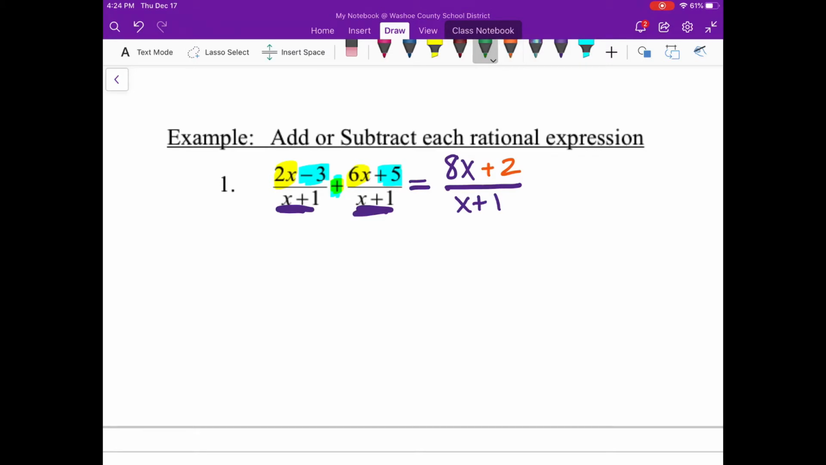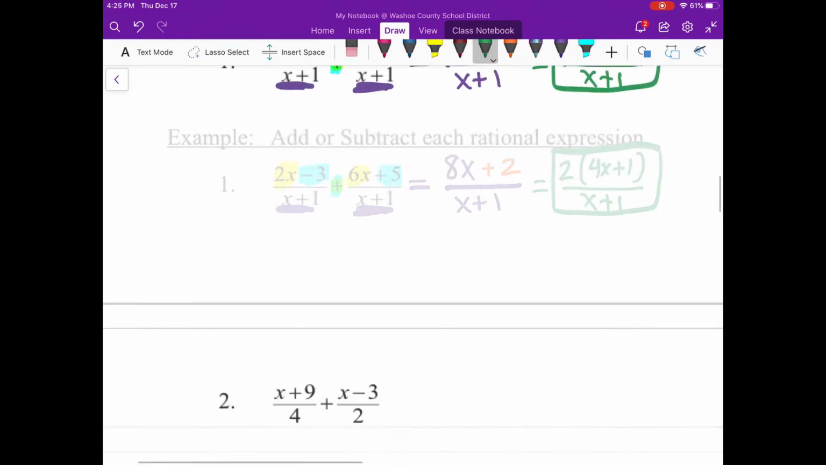Now, we do want to go through and factor, just in case there's anything else that cancels out. You always want to simplify it if possible. For the numerator here, I can factor out a 2, leaving me with 4x plus 1 here inside the parentheses. And then my denominator is just x plus 1. In this case, I do not have anything that I can cancel out, but you always want to factor it out and see if that's the case.